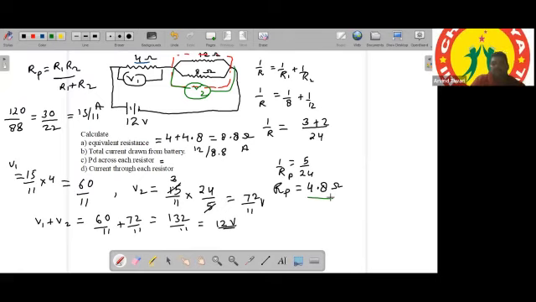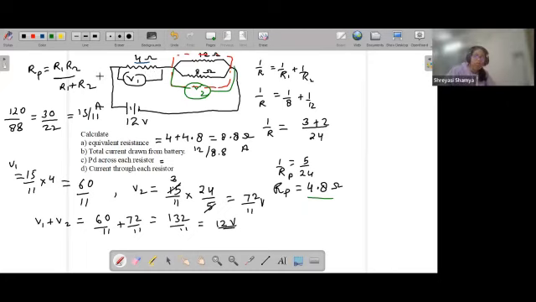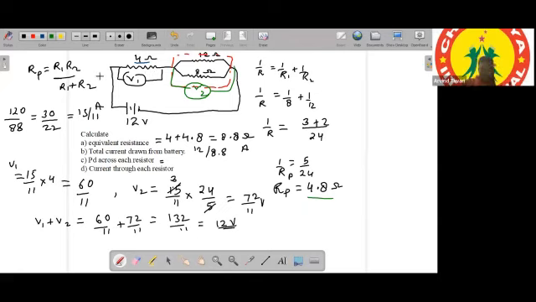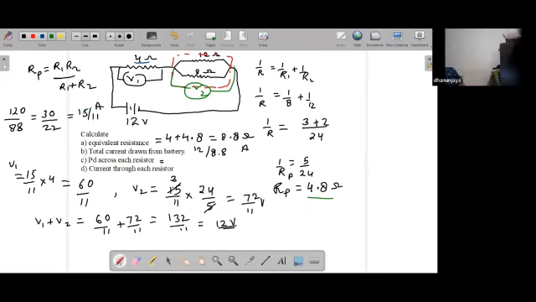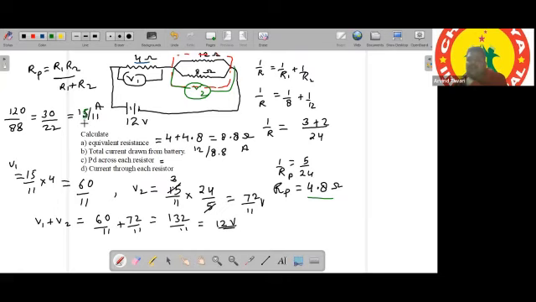Now the last part, current through each resistor. Let's do the last part, current through each resistor. So the first one we already know. We know the current through the 4 ohm resistor, right? How much is the current flowing through the 4 ohm resistor? That's the same answer, 15 by 11, 1.36, since in the series combination, current remains the same.